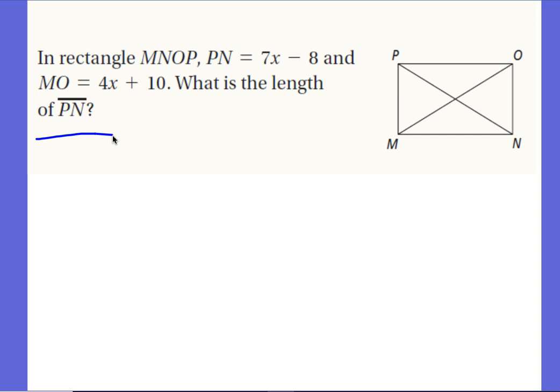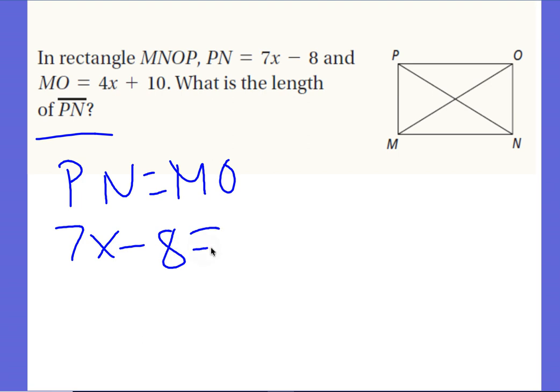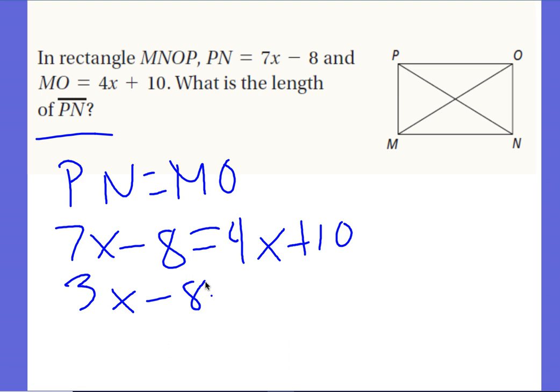Well, ladies and gentlemen, we just found out that PN equals MO. So that means that 7x minus 8 equals 4x plus 10 after we substitute. If I subtract 4x, I get 3x minus 8 equals 10. If I add 8, I get 3x equals 18. And then after I divide by 3, I get that x equals 6.